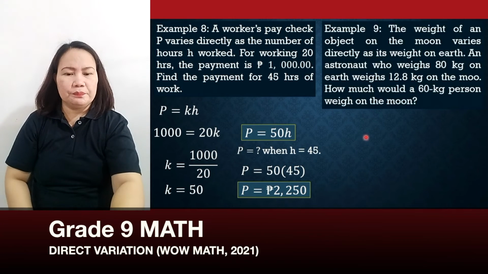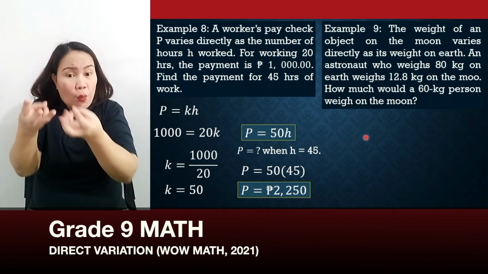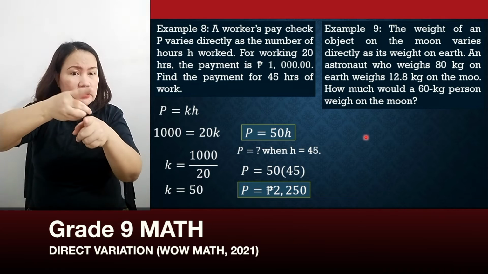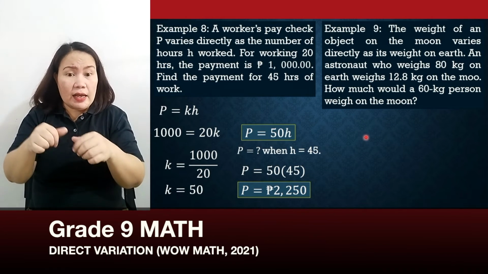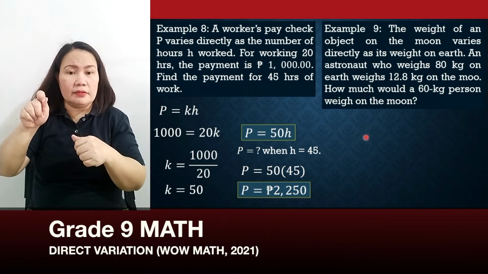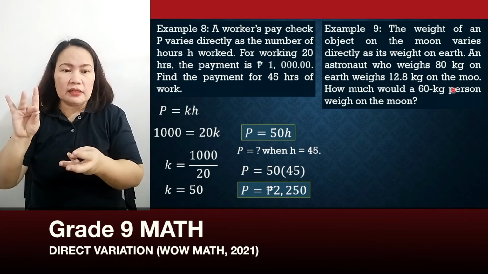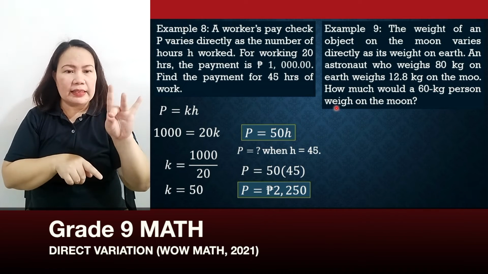Okay, another word problem. The weight of an object on the moon varies directly as its weight on Earth. An astronaut who weighed 80 kg on Earth weighs 12.8 kg on the moon. So, that is moon. Okay, how much would a 60 kg person weigh on the moon?